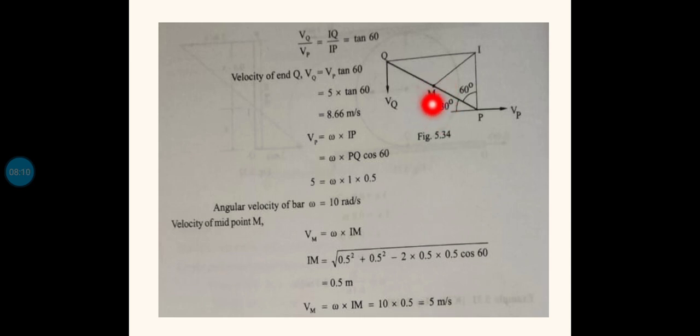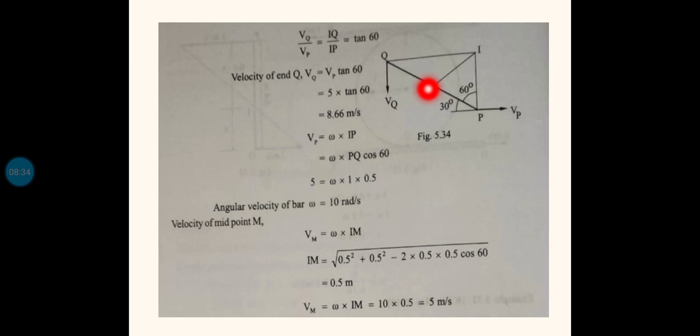Also, it is not asked in this question, but it will be interesting to note the direction of this velocity VM. Here the velocity at the end of the rod VQ is vertical, here it is horizontal, but here it will be inclined at a particular angle to the rod PQ. That angle we can identify easily, since I is the instantaneous center of rotation and IM is the radius.